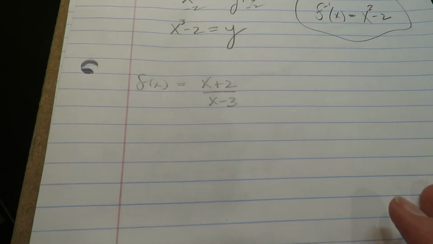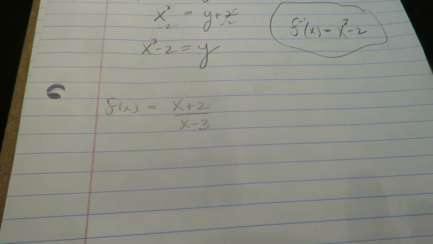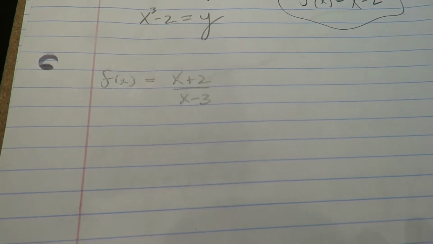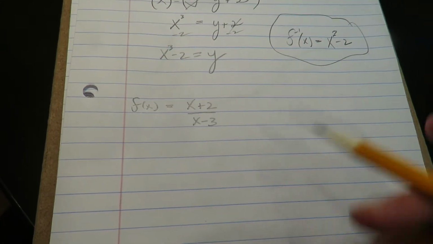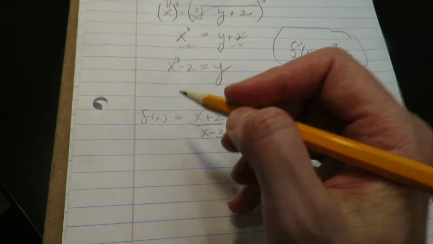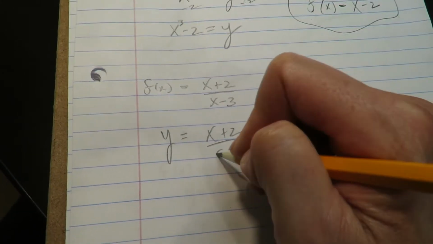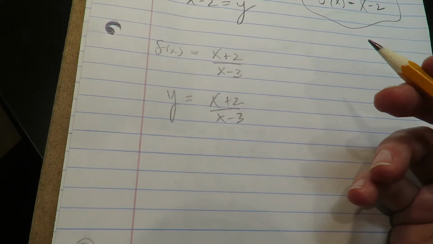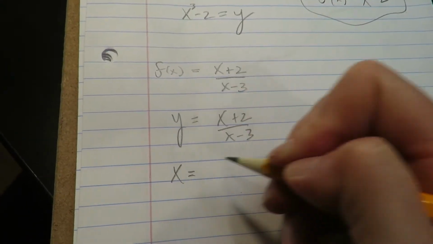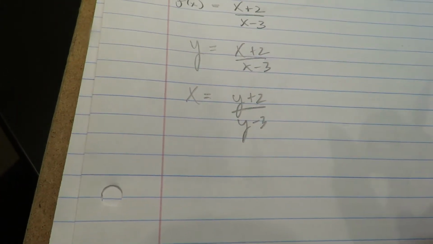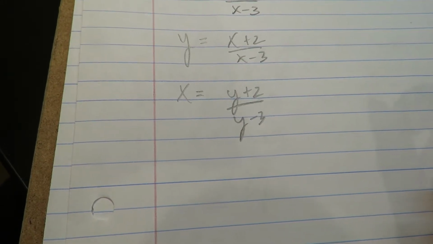All right, last one on our platter is this one, and then that's it. I'm finishing the video. This is the most difficult one to do because it's very algebraic intensive. All right, here we go. We're going to do the steps one more time. You're going to replace f with y. You're going to swap x and y. Now this one's a little bit more difficult to do. Now you're going to solve for y.